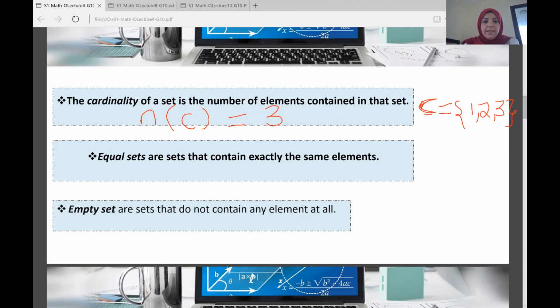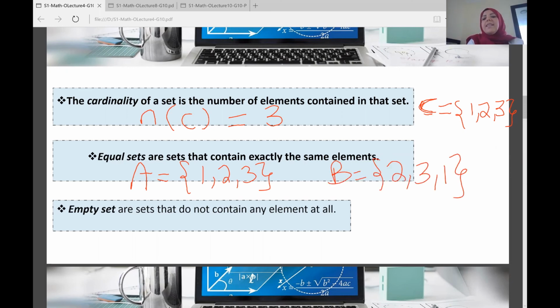Now equal sets. We say that 2 sets are equal if they have exactly the same elements, whether they have the same order or not. So suppose we have the set A, it contains 1, 2, 3, and we have a set B, it contains 2, 3, 1. We say that the sets A and B are equal because they have exactly the same number of elements and the same elements. Here I have 1, 2, 3, and in this set I have 1, 2, 3.